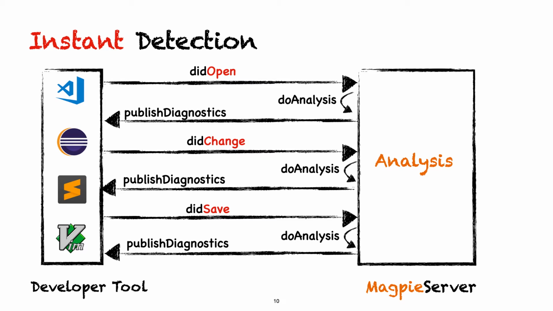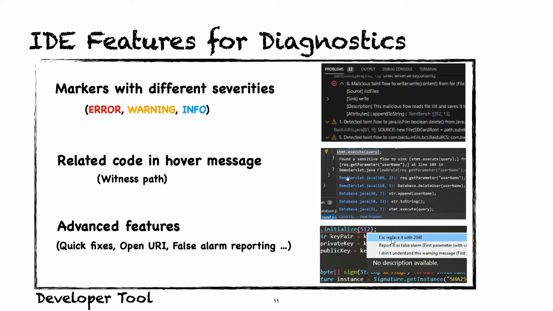The way Magpie server allows analysis to detect issues is instant. It triggers the analysis automatically based on user interactions reflected in the ASP notification sent from the IDE. For example, it can be configured to run the analysis when the user opens a source code file in the IDE, or when the user makes changes to a file, or when the user saves a file.